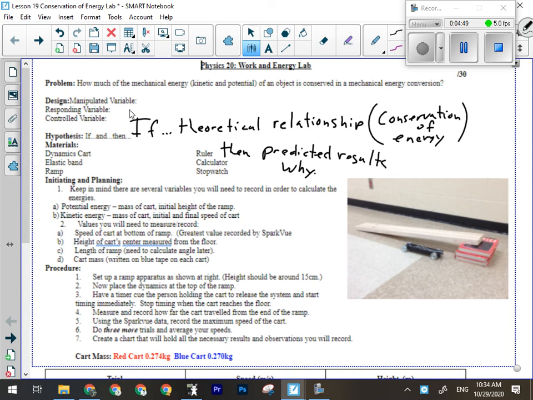This is a real world experiment. What is actually going to happen and why? This is probably the truest hypothesis you've written in physics thus far, because you're actually having to predict what you think is going to happen.